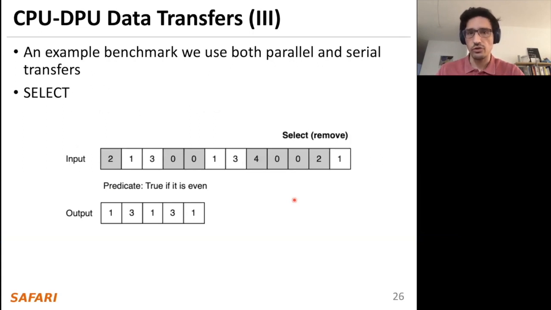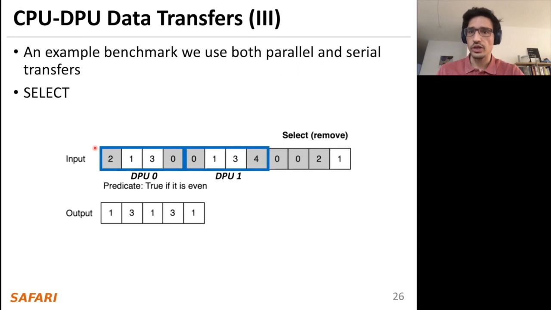And let me give you an example of that. For example, select, which is a database operator. In select, what we do is selecting or filtering a certain number of elements from an array, those elements that fulfill some predicate. So in this particular example, in select, what we do is removing elements that fulfill a predicate, which in this case is true if it's even. So we are going to remove the even numbers from this input array.